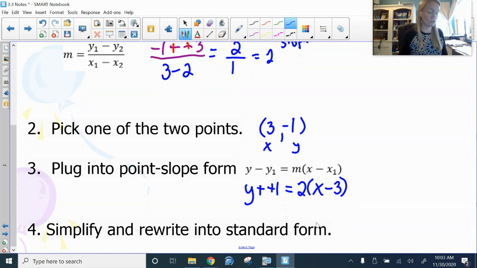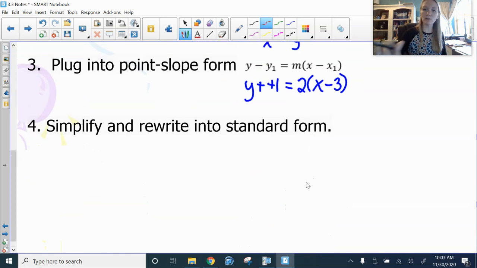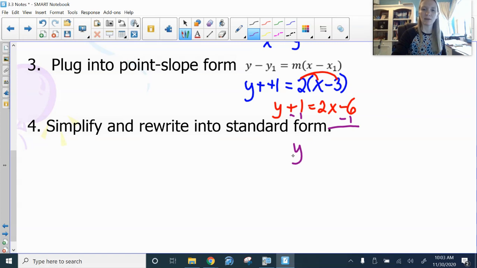The last part then is to just put it into standard form. So we're going to do a little bit of work. We're going to t-chart this a little bit. So first things first, I'm going to distribute my 2 into my x minus 3. So that's going to make this y plus 1 equals 2x minus, remember we multiply, so that's going to make that a 6. And I'm going to go ahead and subtract the 1 over to the other side. So I have y equals 2x minus 7. So that's stuff we've already done. We've done all of those steps before.